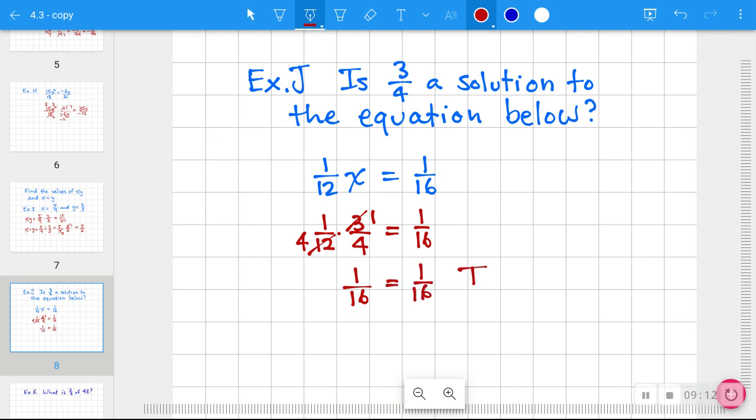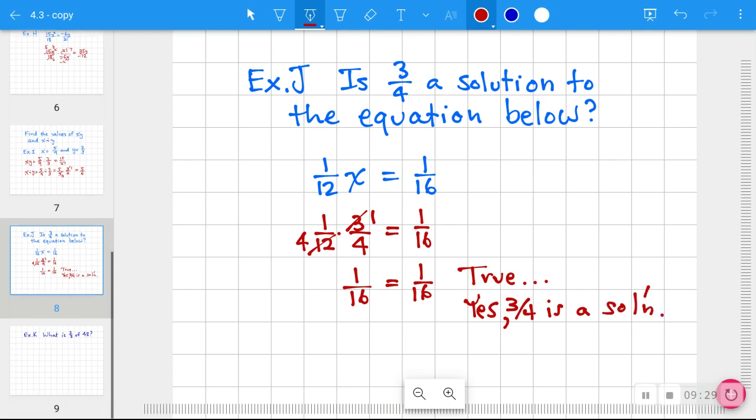Since this is true, then you would say, yes, 3/4 is a solution. I'll abbreviate solution with an apostrophe.